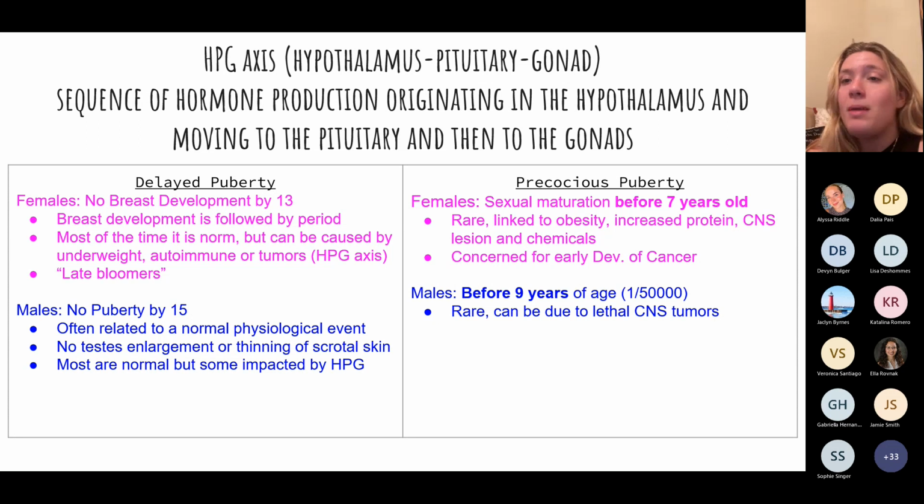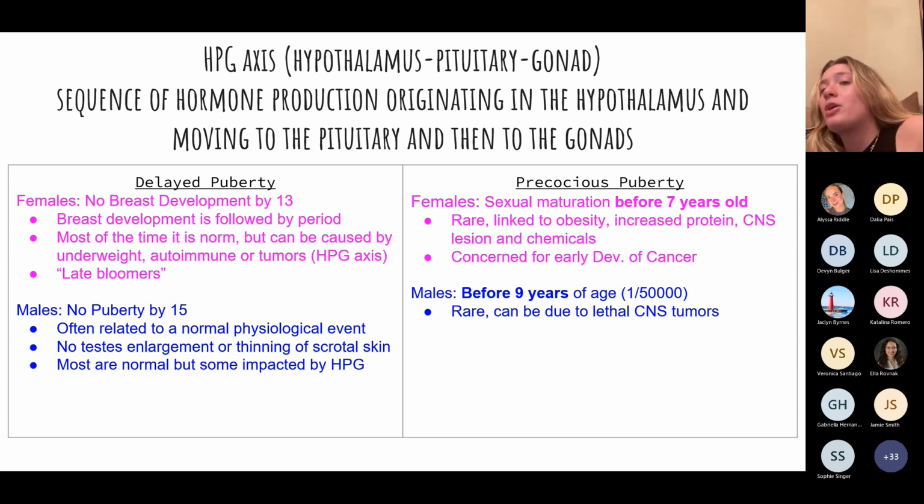Our males develop a little bit later, since females mature quicker than males. With males, we're looking at no puberty by 15. How do we classify this? There's no testes enlargement. Again, usually normal, but you'll see this HPG axis a lot. This is what helps produce our hormones.